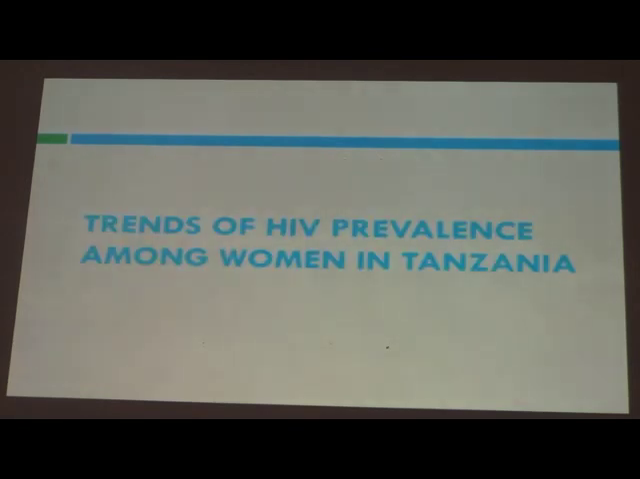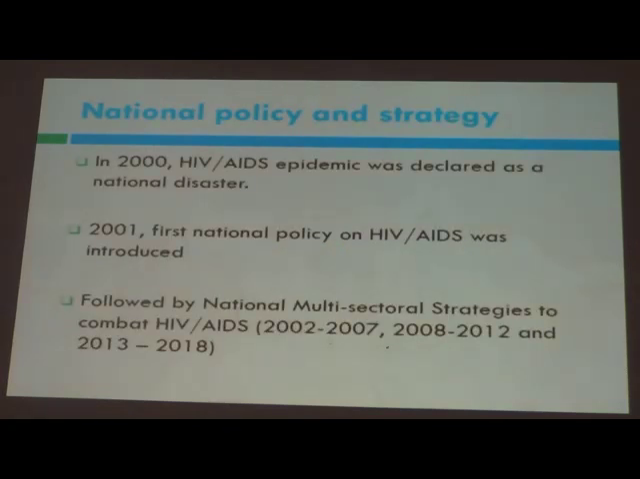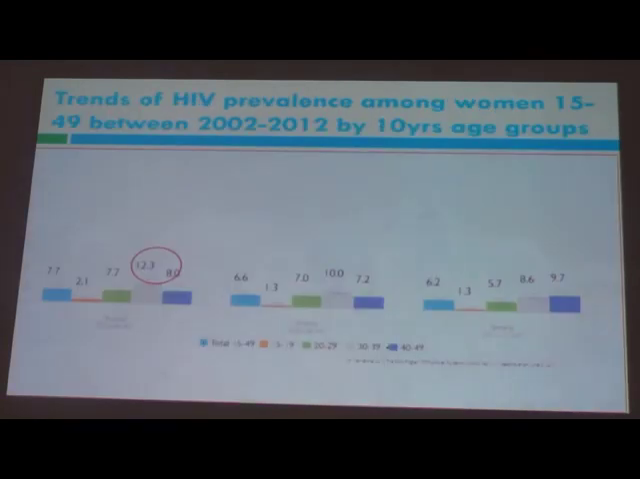And lastly, to look at the impact of the national response on HIV from 2002 up to 2012, we used 3 different datasets: the 2002, 2007, and the 2012 Tanzania HIV and Malaria Indicator Surveys. So I've just looked at the women only. Overall, the prevalence of HIV has decreased from 7.7 to 6.2 over the years.